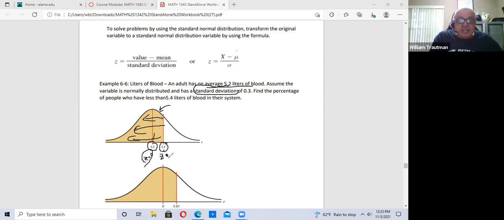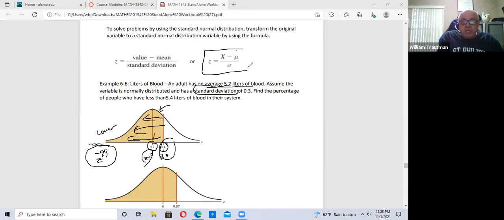So we really want to find the Z value. We know this Z value on the left-hand side. This is negative infinity, so we're going to type in a negative 99 Z value for the left side, for the lower boundary. We just don't know what we're going to type in for the upper boundary. So we're going to use the formula up here to find Z. X is the value we're talking about, 5.4. The average, the mean, is 5.2, divided by the standard deviation, which was 0.3.